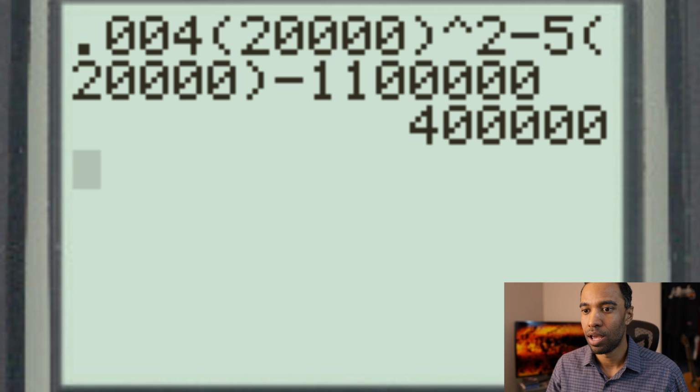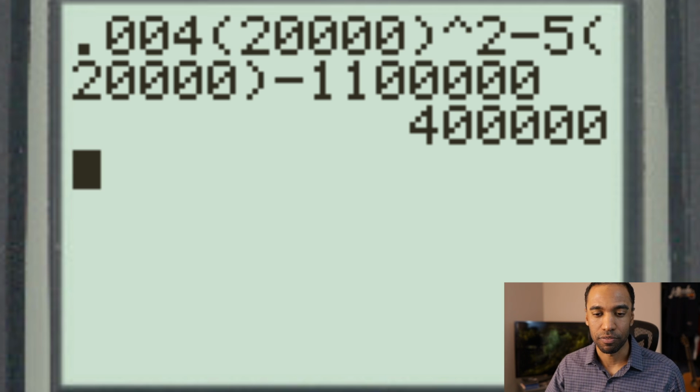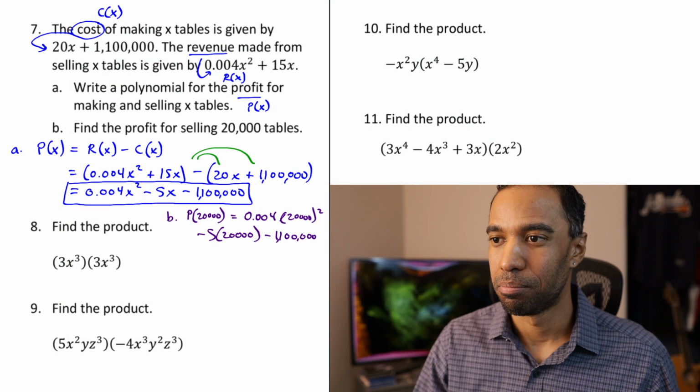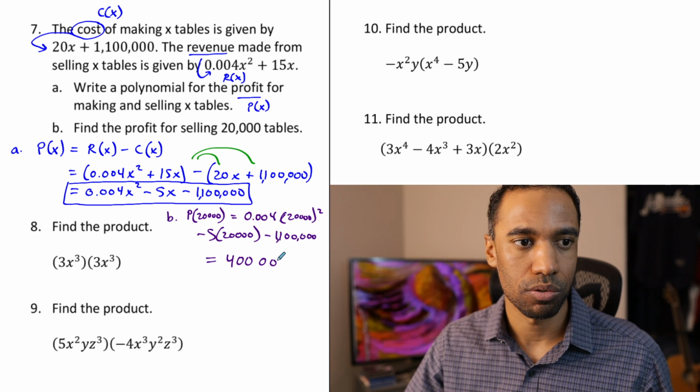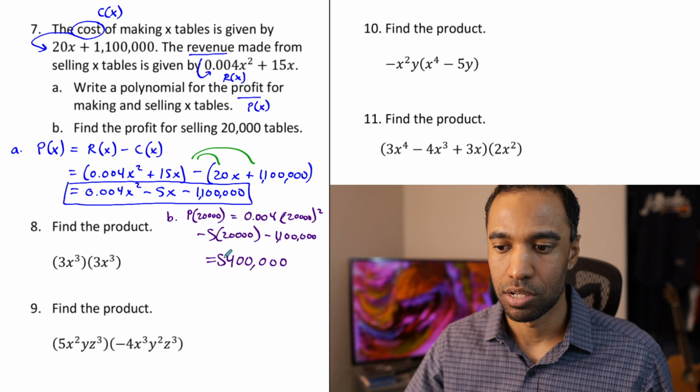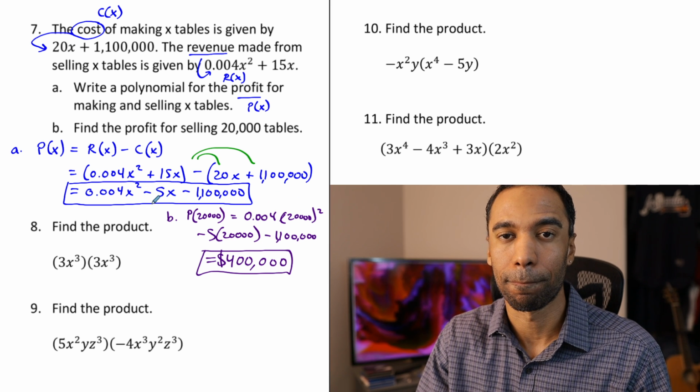It is 400,000. I'm going to assume dollars. They didn't tell us it was in dollars, but I'm going to assume it's $400,000. I don't know if that's a fair assumption to make, but why not? So $400,000 is the profit from selling that many tables from this model.